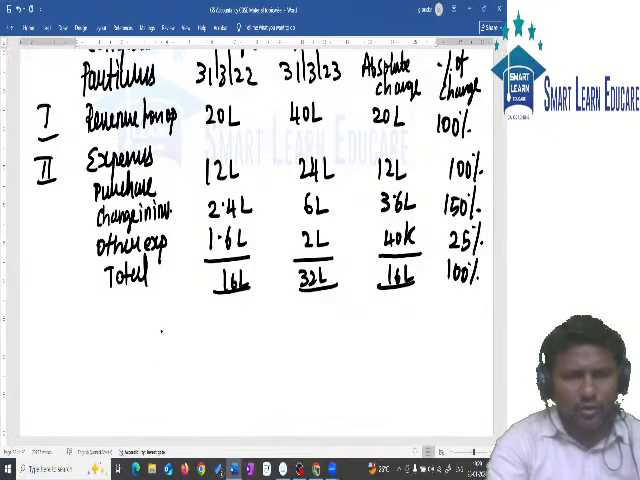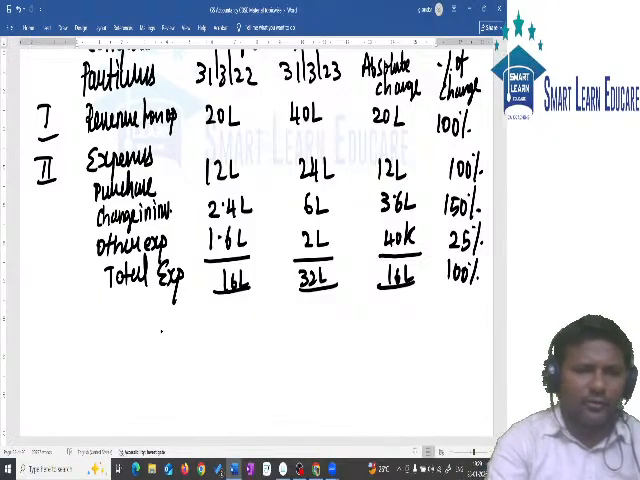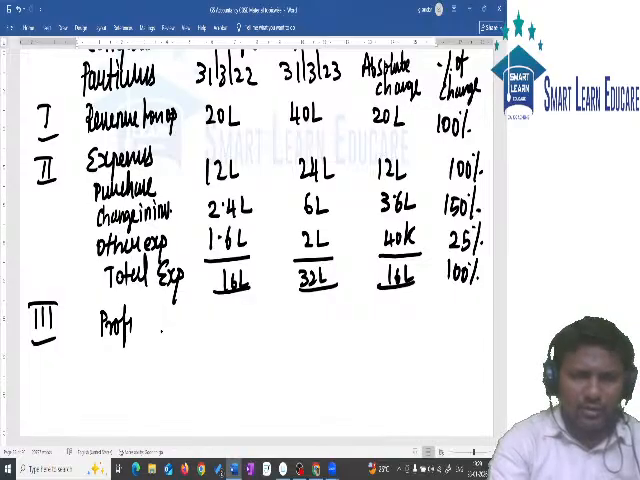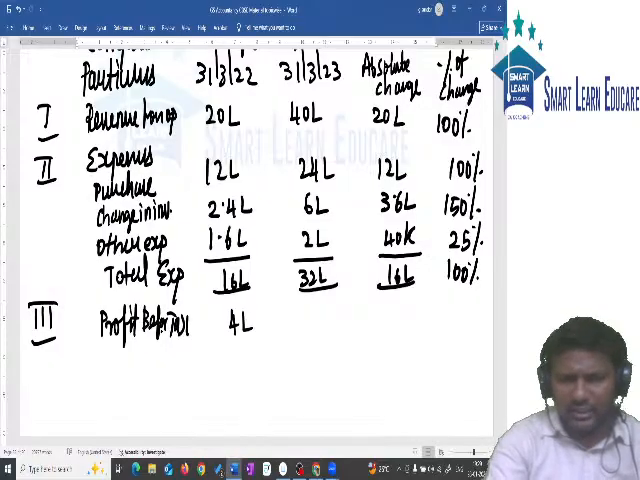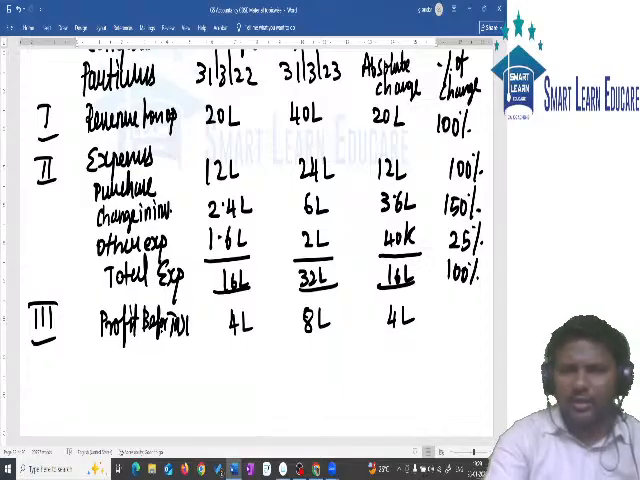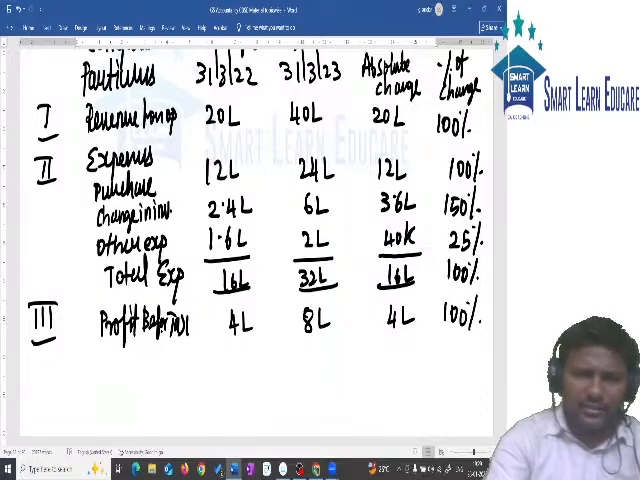Expense total is over. Revenue from operation minus expense will give you profit before tax. 20 lakh minus 16 lakh is 4 lakh, and 40 minus 32 is 8 lakh. So the increase is 4 lakh, which is 100 percentage.